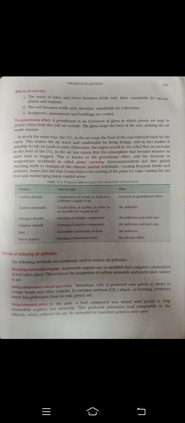Now we will study about the greenhouse effect. What is it? Greenhouse is actually made by humans. A greenhouse is an enclosure of glass in which plants are kept to protect themselves from the cold air outside. The glass traps the heat of the sun, making the air inside warmer.